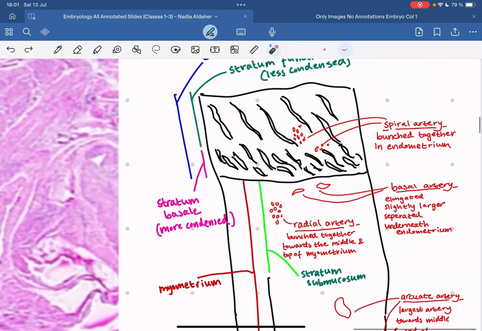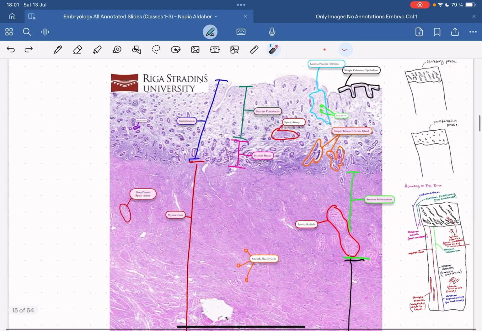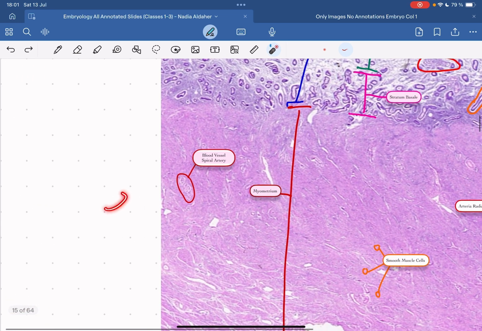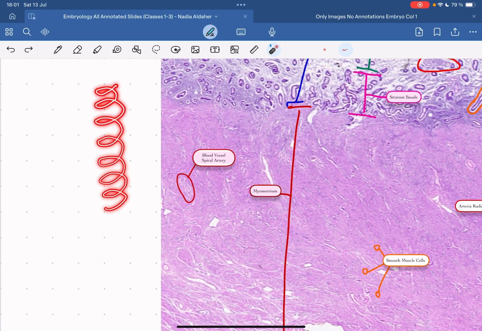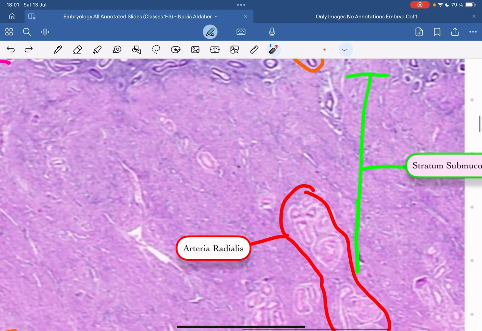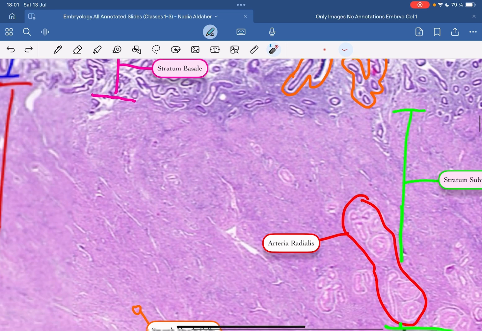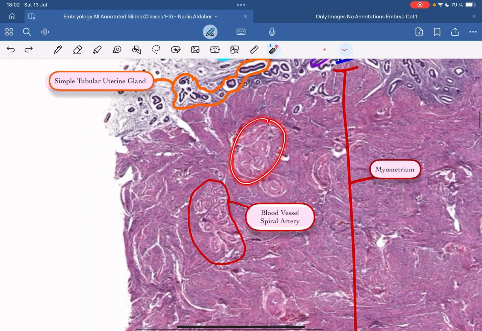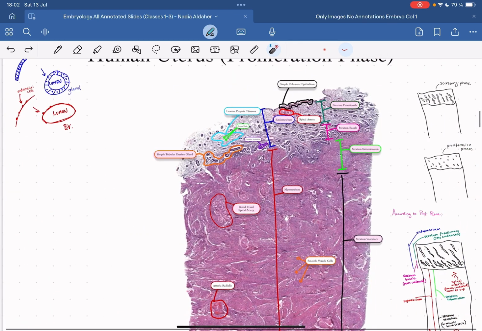The other artery that he mentioned is the basal artery. The basal arteries are arteries that are branched away from the radial artery. So if the radial artery went like a spiral in the myometrium, the basal arteries are branches that go from the radial artery like so. So every blood vessel that you see that is kind of going away from the radial artery, that might be the basal artery. So for example, this could be the basal artery. If we go back here, this might be the basal artery, or this could be the basal artery.